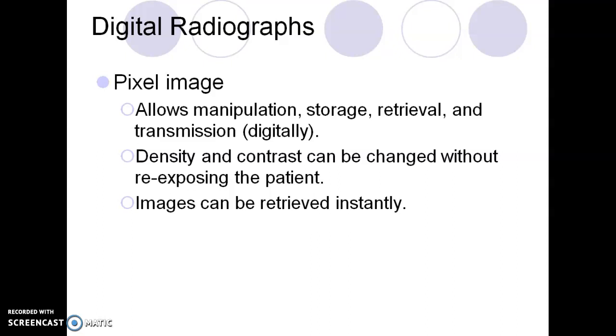We talked about density and contrast can be changed without re-exposing the patient, which again is another safety feature. You reduce the amount of radiation per exposure, but you're also reducing the number of exposures by limiting how many retakes you have to take, by being able to correct those. And we already talked about the images are retrieved almost instantly.